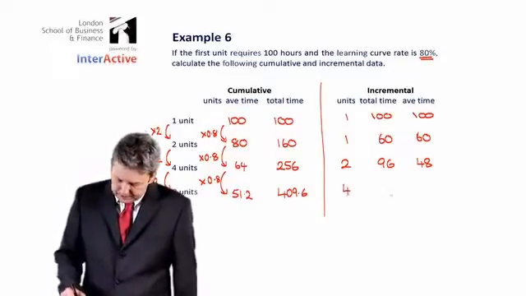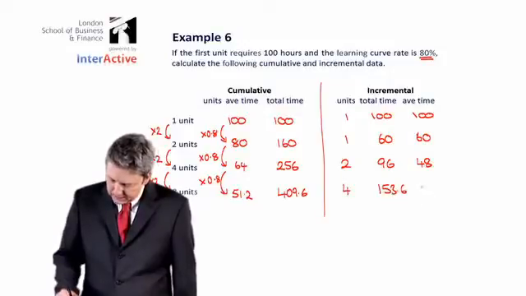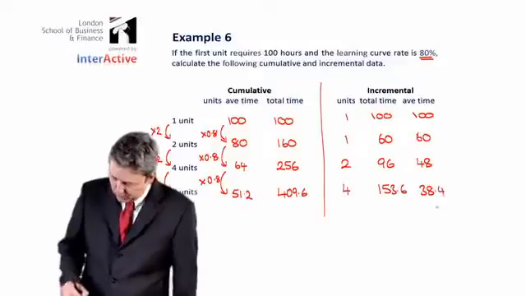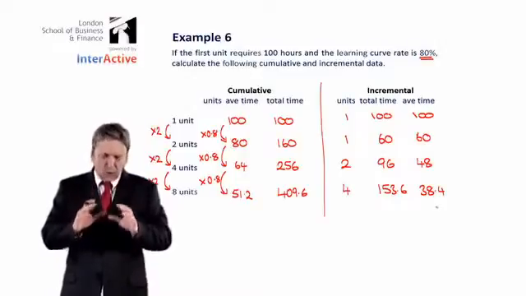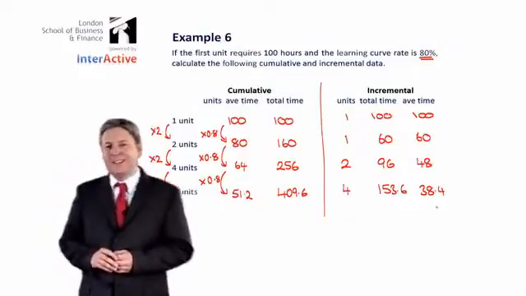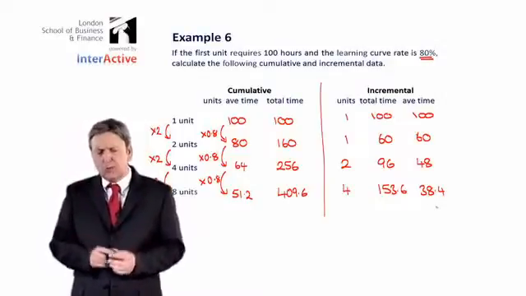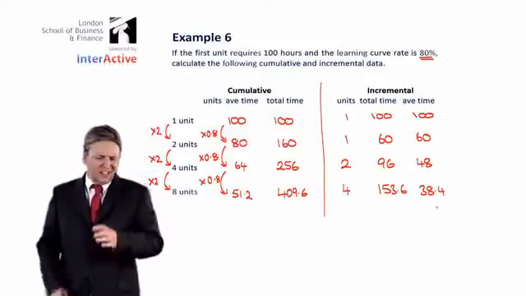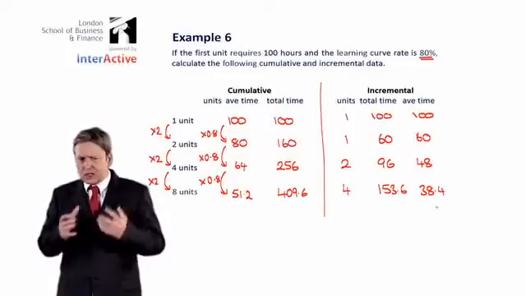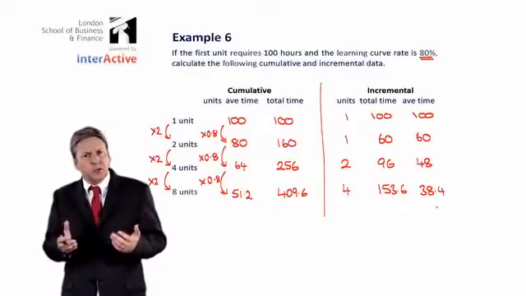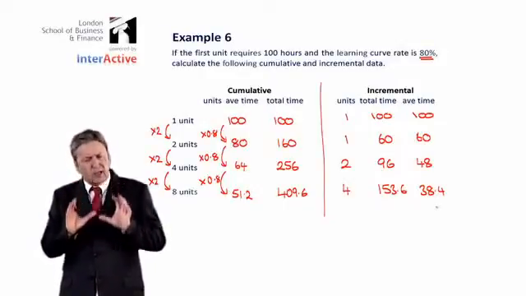And we have 4 units, incremental time of 153.6, and that means it takes 38.4 hours on average. Now, this sort of computation is often asked for in the exam, just for a couple of marks, just to illustrate understanding. But the problem with doing this sort of working is that it only works if we're looking at doubles, 1, 2, 4, 8. It doesn't give us any understanding of the time taken for 7 units or 5 units or anything of that nature. So now we've got that basic understanding.